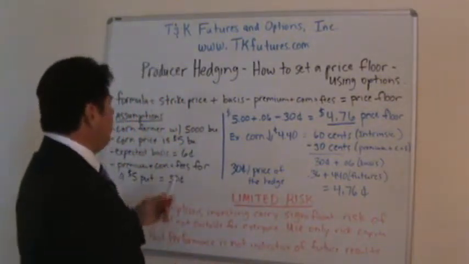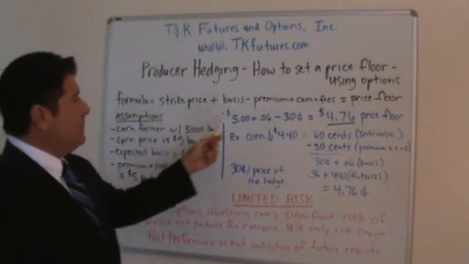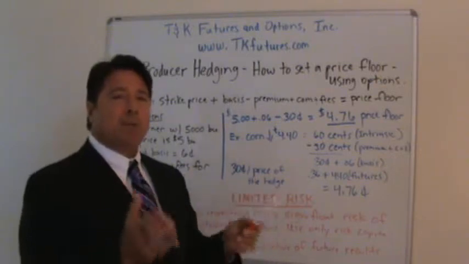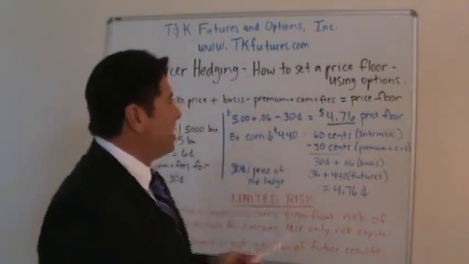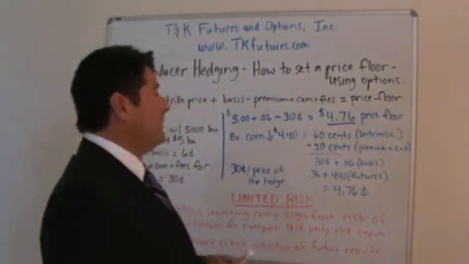Okay, so here's your formula for setting a price floor. It's your strike price plus the basis. Basis is the difference between the futures and the cash price of whatever the commodity is, plus your premium that you pay and whatever commissions and fees you pay. That's how you get to a price floor.